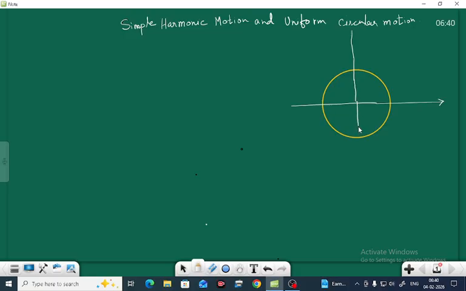Actually, we take this circle as a reference circle, and we can take a particle here and take this particle as a reference particle. If we take this circle as a reference circle and this particular reference particle, then you can say that this particle is executing simple harmonic motion. But remember that uniform circular motion is not a simple harmonic motion, right?